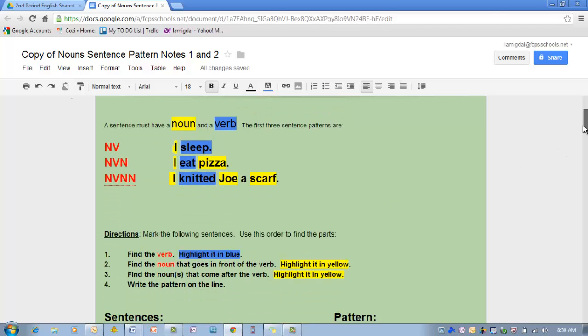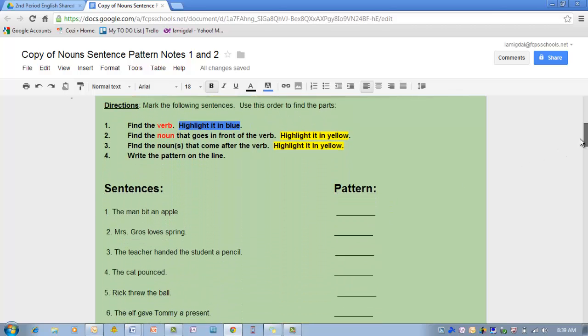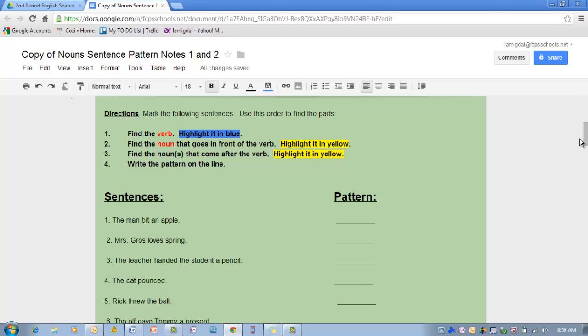So let's practice, and I'm going to show you some directions, and I'm going to have you guys practice. And again, you can do side-by-side windows, or you can go back and forth, whichever you want to do, okay? The directions are always going to be the same. The first thing we're always going to find is the verb. That's number 1 here. Find the verb and highlight it in blue. Second, you're going to find the noun that goes in front of the verb and highlight it in yellow. And then your third step is going to be to find the nouns that come after the verb and highlight them in yellow as well. And then we're going to write the pattern on the line.